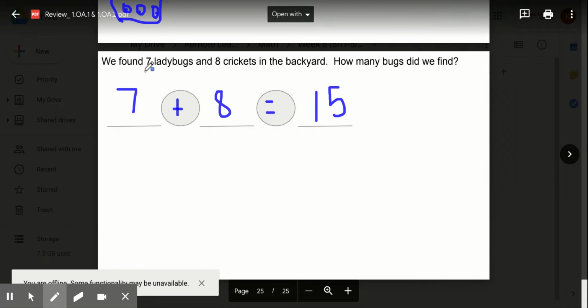We found 7 ladybugs and 8 crickets in the backyard. How many bugs did we find? So I'm adding 7 and 8 together to see how many bugs we found total. And you can draw a picture to solve, or you can start with the bigger number, which is 8, and count on 7. So 8, 9, 10, 11, 12, 13, 14, 15, and discover that we found 15 bugs total.